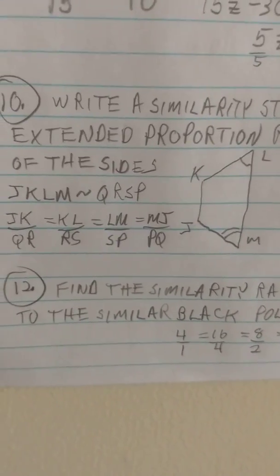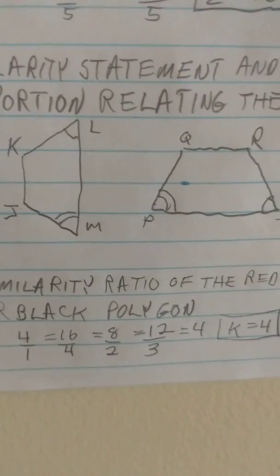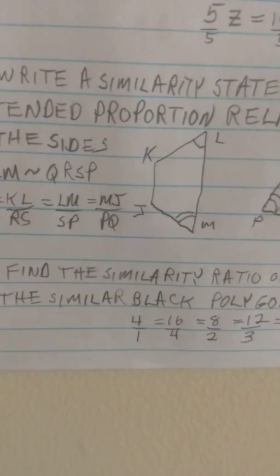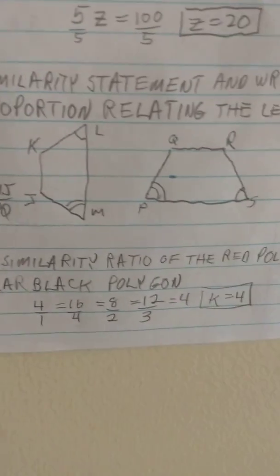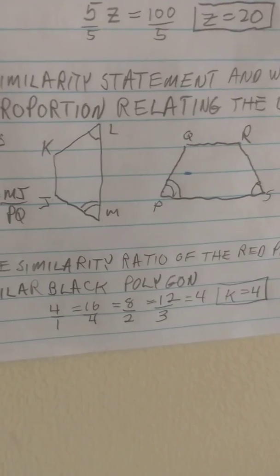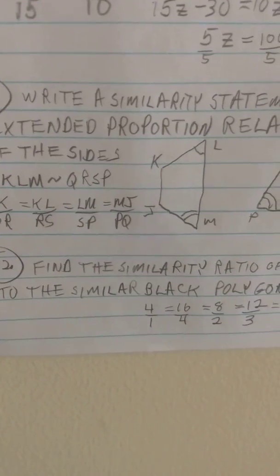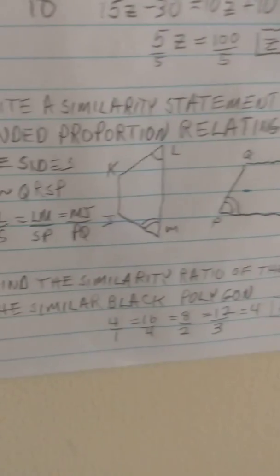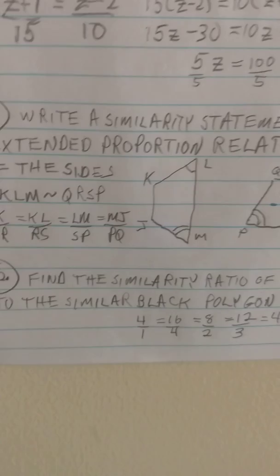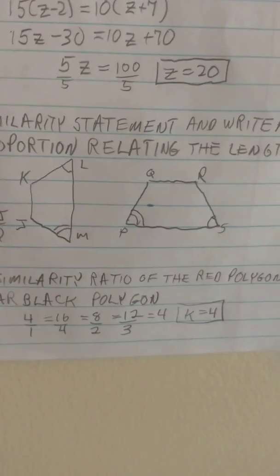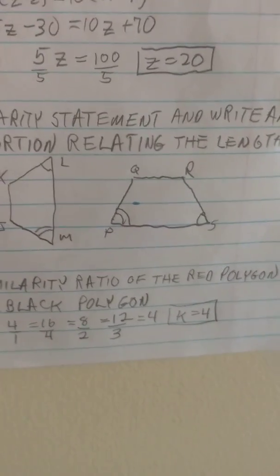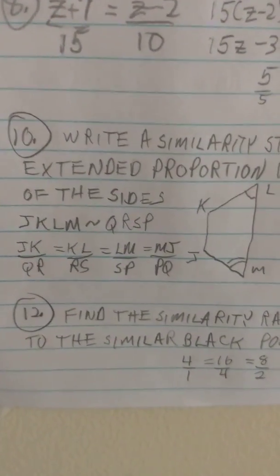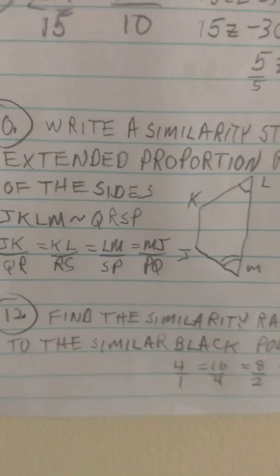So the similarity statement is JK, which is the short side, over QR, which is the short side, equals KL, the side up from that, over RS, the side down from that on the other one, equals LM, the long bottom, over PS, the long bottom, or SP, and then MJ, the one coming back on the first, is equal to PQ, the one coming back to the top on the second. So all those 4 sides have the same ratio, okay, because they're defined to be similar.